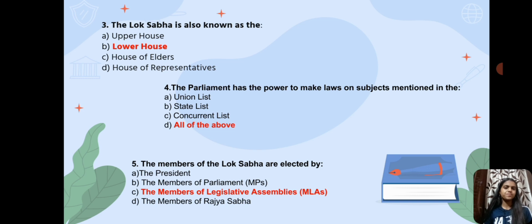Concurrent list. The members of the Lok Sabha are elected by A. President, B. Members of the Parliament, C. Members of the Legislative Assemblies, D. Members of Rajya Sabha. The members of Lok Sabha are elected collectively by the members of the Legislative Assemblies, which we call as the MLAs.